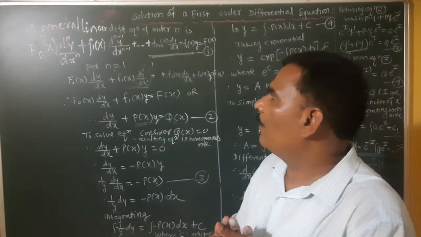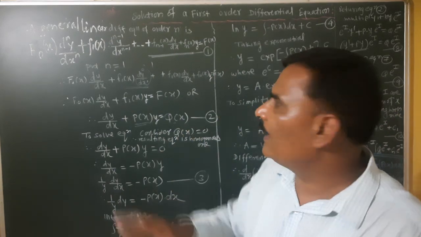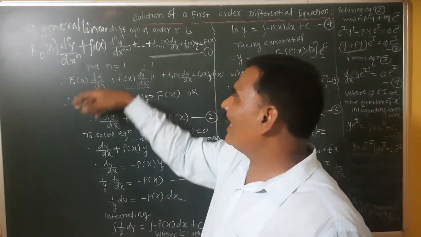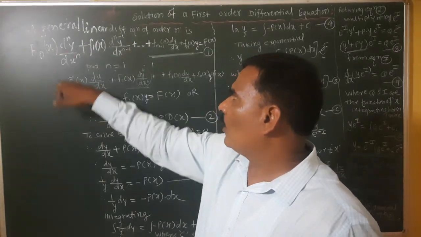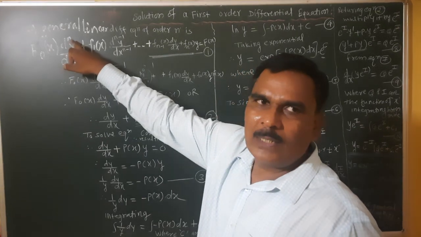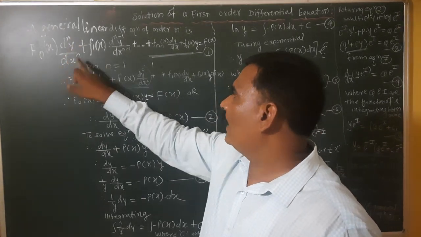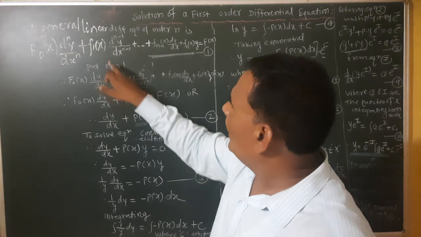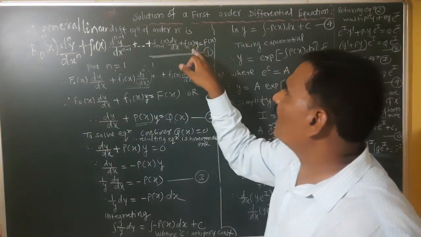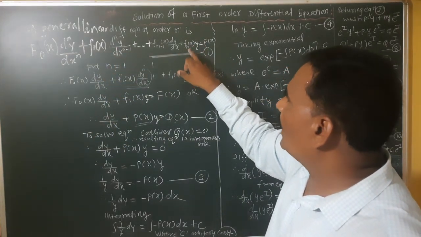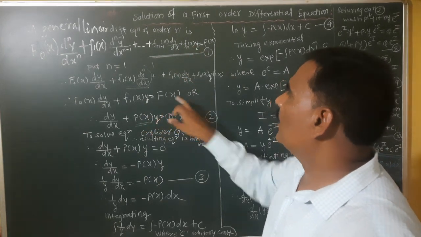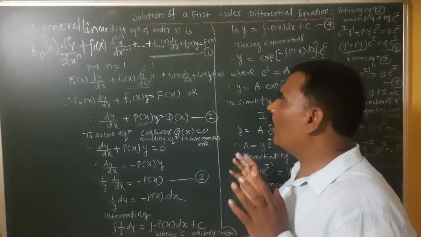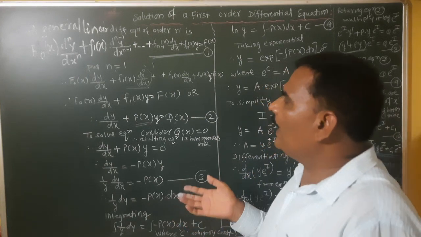This is the first step. After that, substitute n is equals to 1. Finally we have to get that f0 of x here is 1, that is dy by dx plus all the terms are vanished and the last term we get f1 of x into y is equals to f of x.